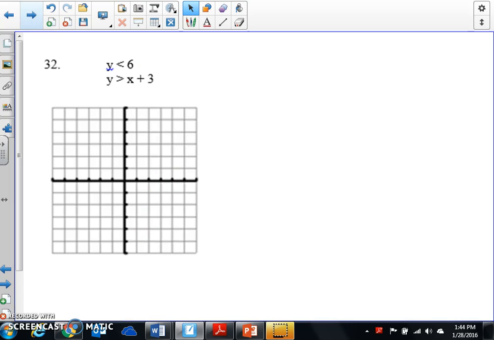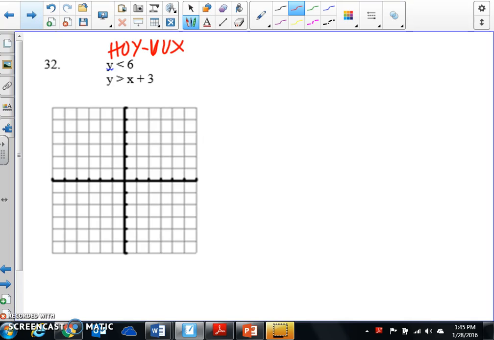All right, so this one's a system, so you should have two different markers out. Let's start with y is less than 6. So I go to the y-axis. You can think about hoi vux. This is an H, so it's going to be a horizontal line. So I go to the y-axis to a positive 6. 1, 2, 3, 4, 5, 6. Horizontal, so side to side. Once again, it doesn't have that equal sign under there, so it's going to be dashed.